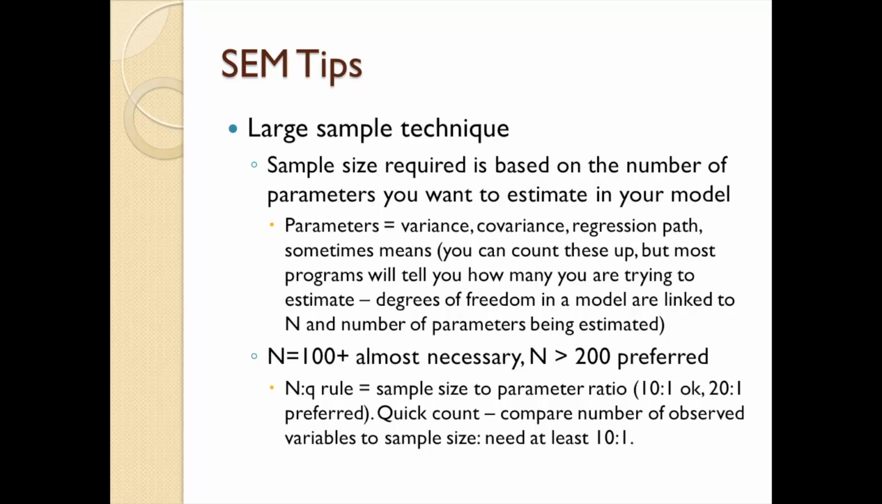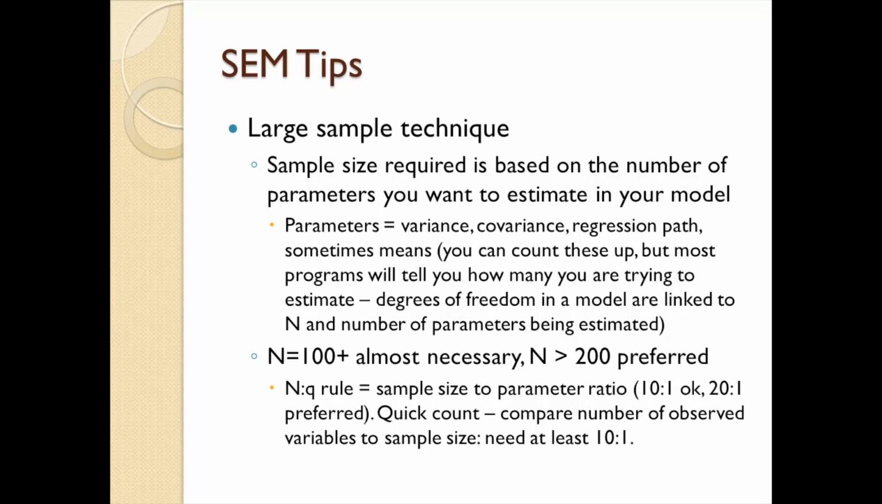There is a rule out there called the N to Q rule, where the sample size is represented by N, and Q represents the number of parameters. So for every parameter we're estimating, this rule suggests that we have 10 people in the sample. And that's a good rule to follow. A quick count rule would be to count how many observed variables, or squares or rectangles, you have in your model, and then multiply that by 10, and that's how much sample size you would need.